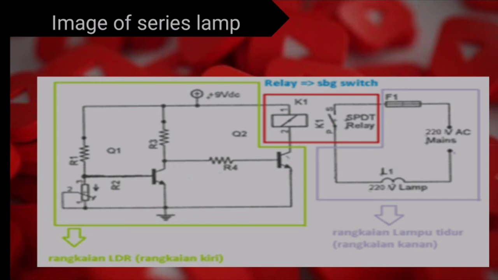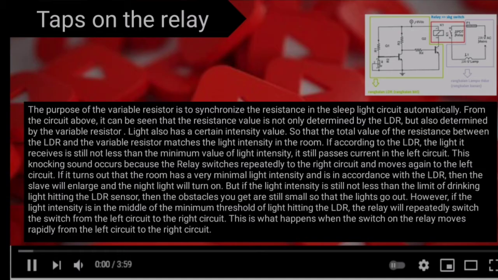This is an image of the lamp circuit. Steps on the relay. The purpose of the variable resistor is to adjust the resistance in the sleep light circuit automatically. From the circuit above, it can be seen that the resistance value is not only determined by the LDR, but also determined by the variable resistor.